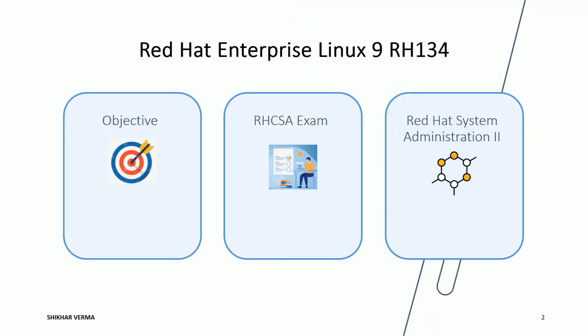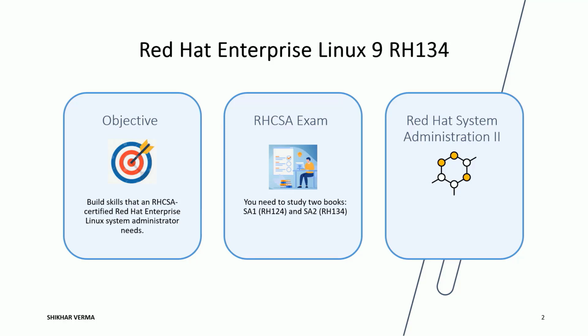So what is the objective of this course module? You can expand on skills that were gained during the Red Hat SA1. I have already launched a course on SA1, which is live on Udemy. So first you just complete that course module and then start learning this course module. Next objective is you can develop the skills required for the Red Hat Certified System Administrator exam, that is RHCSA.